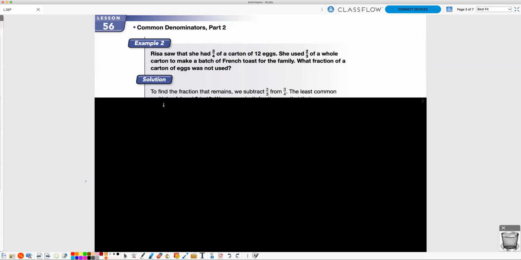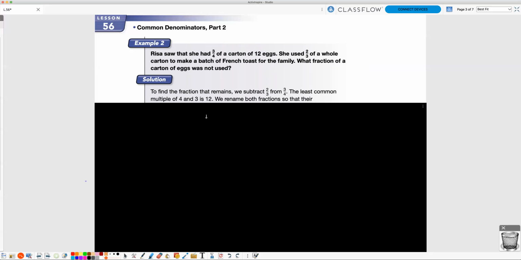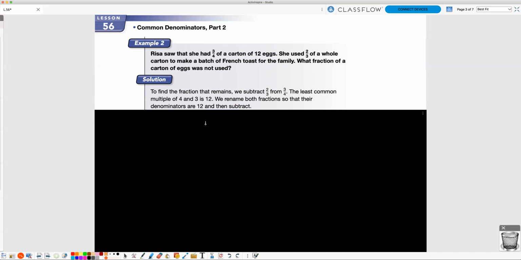So to find the fraction that remains, we subtract 2/3 from 3/4. The least common multiple of 3 and 4 is 12. We rename both those fractions so that their denominators are 12, and then you can subtract.